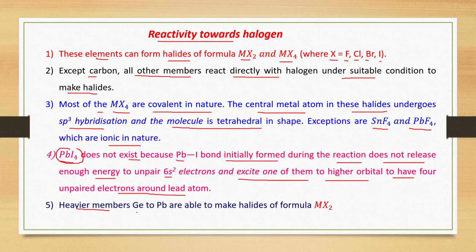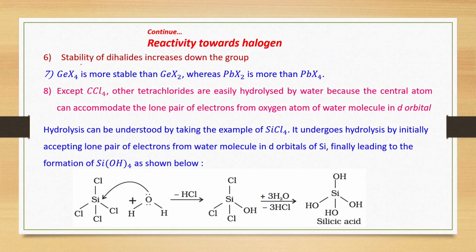Heavier members Ge to Pb are able to make halides of formula MX2. Stability of dihalides increases down the group. So, GeX4 is more stable than GeX2, whereas PbX2 is more stable than PbX4.